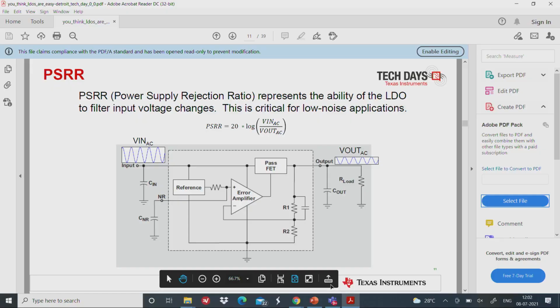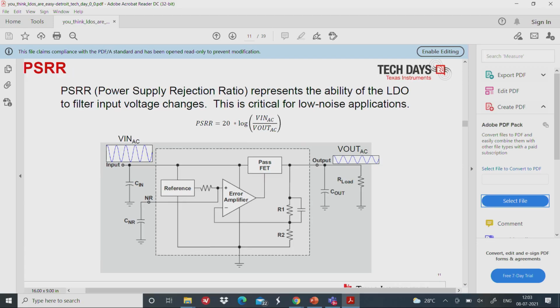Let me point you to a document which I got from Tech Days. This is from Texas Instruments. I can share this document, you can actually download it. This picture is nice because it is telling you the expression for PSRR. This is 20 log of V in AC divided by V out AC. It says V in AC.